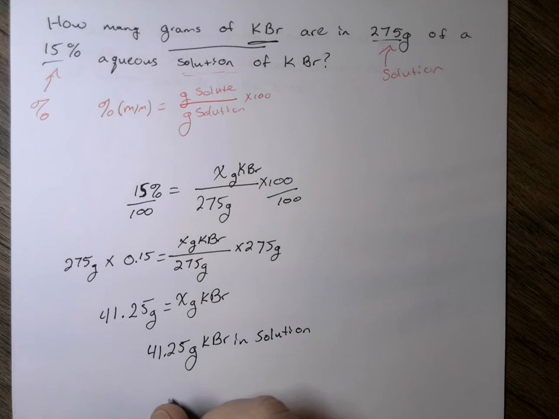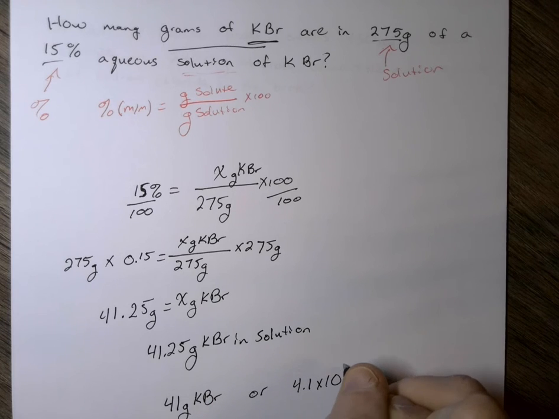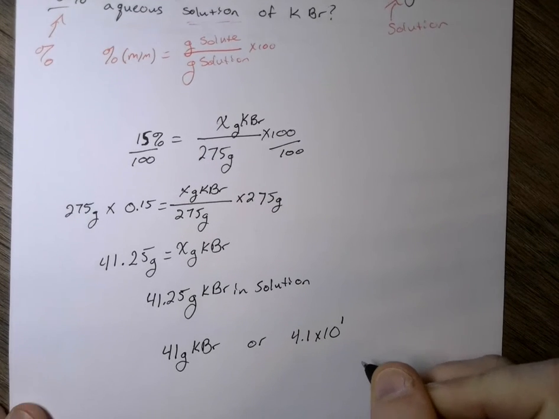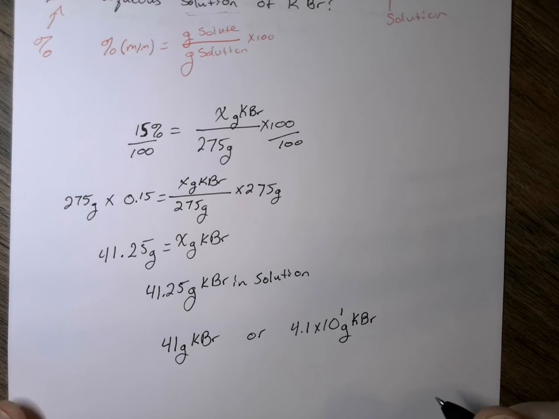So to properly write this, it would either be 41 grams of KBr, or we would say 4.1 times 10 to the first grams of KBr. If your teacher wants you to put it to a certain number of decimal places, you would just round appropriately.